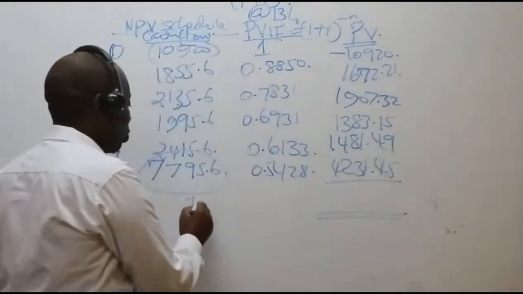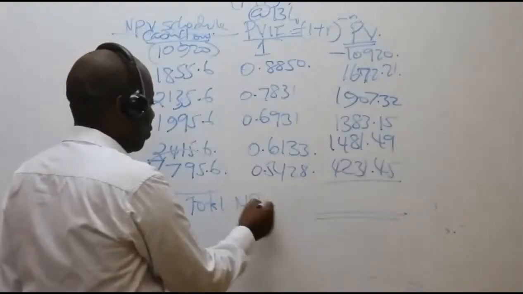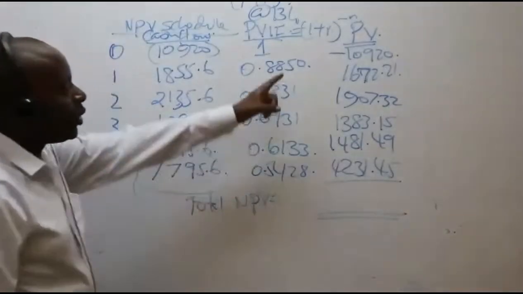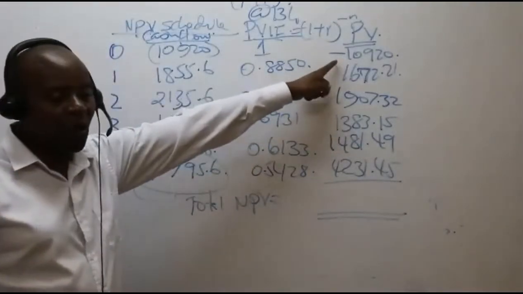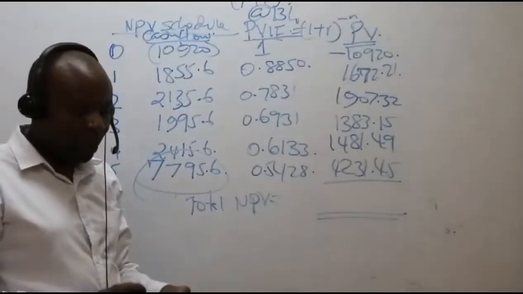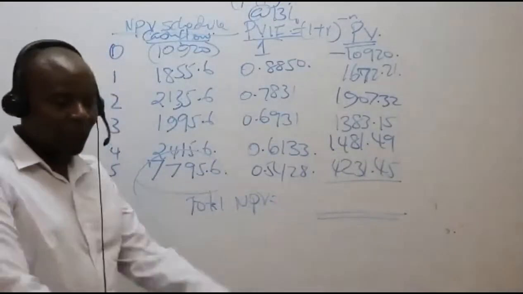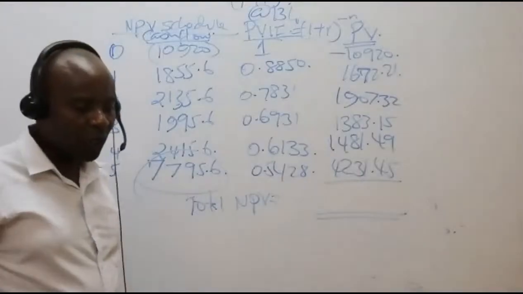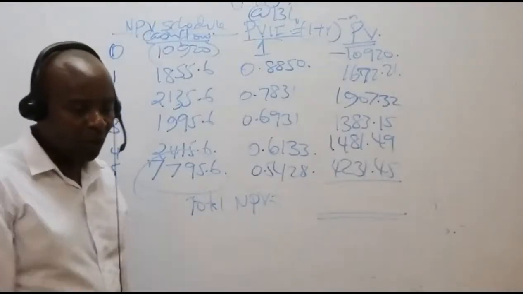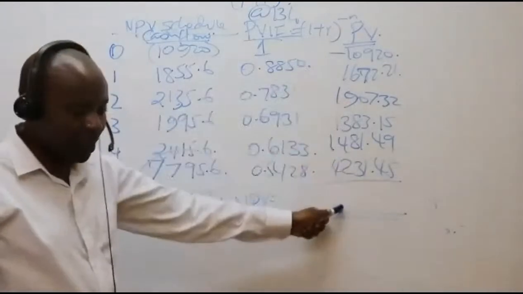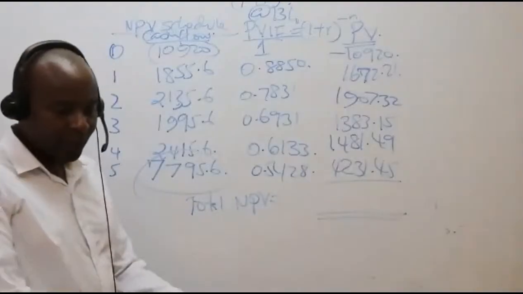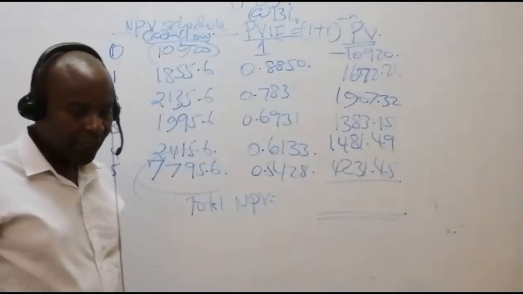Give me the total net present value. It's net present value because as you're adding, of course, you are netting off the initial outlay. So the total net present value at the end of the day will give me what figure? Somebody here.